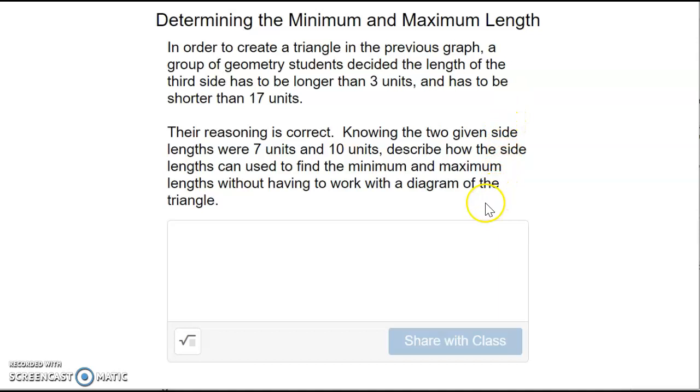Okay, so how did the 7 and 10 units relate to the numbers 17 and 3? How did that come about? Well, 17 comes from 7 plus 10, and you saw it visually, and 3 came from 10 minus 7, or the difference between the two side lengths. So the maximum could be the sum of these two side lengths, and the minimum was the difference of these two side lengths.